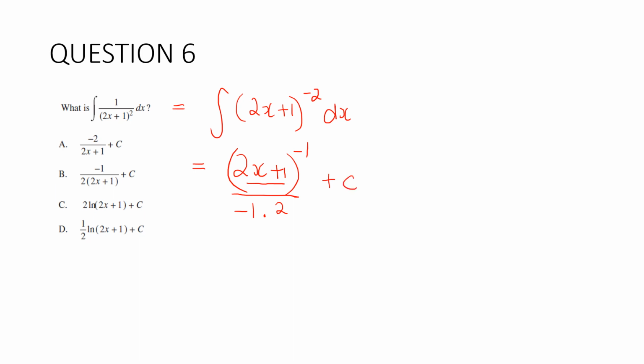plus c. Now all we've got to do now is tidy this up. This means that's going to go down the bottom, it's the reciprocal, and I'm going to lift the negative up the top. All right, so we've got -1 over 2 bracket 2x plus 1 bracket plus c, and that is B.